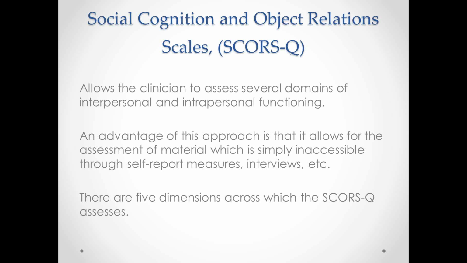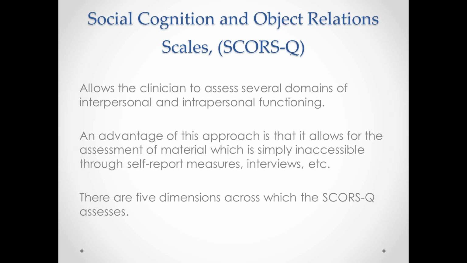So the SCORS-Q allows clinicians to access several domains of interpersonal and intrapersonal functioning. And an advantage of this approach, like I said, is it allows the clinician to access material that is simply inaccessible through self-report measures and interviews. Things are inaccessible for a couple of reasons. Sometimes people don't want to reveal certain things for a variety of reasons, and sometimes there's a lot that we just simply don't know about ourselves or can't answer about ourselves in a true or false or Likert scale type questionnaire.